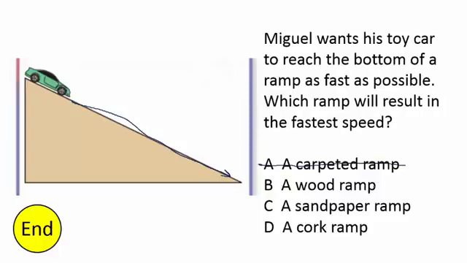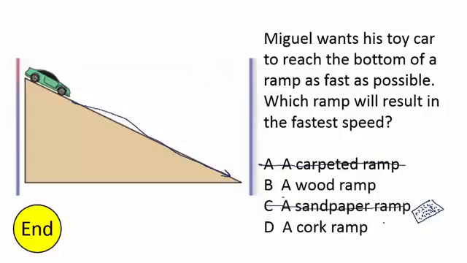Wood is pretty smooth, and I think a car would roll pretty good on that. Well, let's check the rest. Sandpaper. If you don't know what it is, it's kind of like a real gritty, it's got sand glued to it. Would you think this would be faster or slower than, say, a wood ramp? I'm hoping you said slower because I'm going to cross that out.